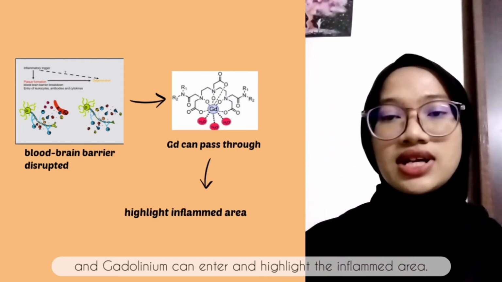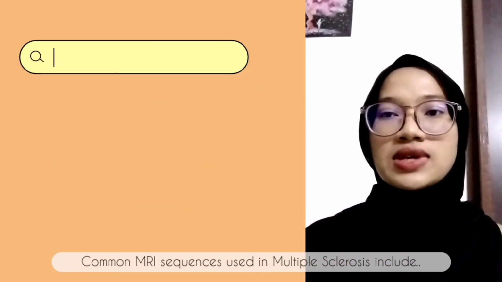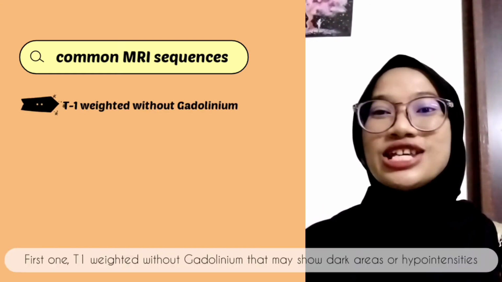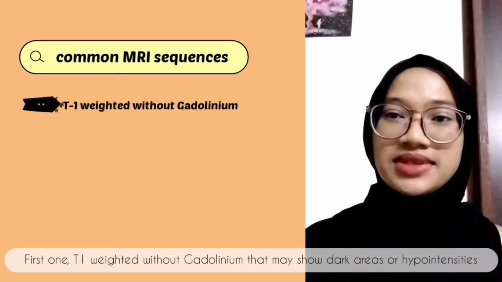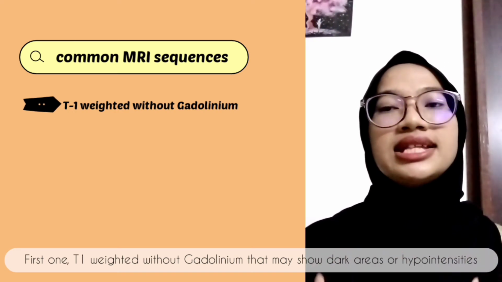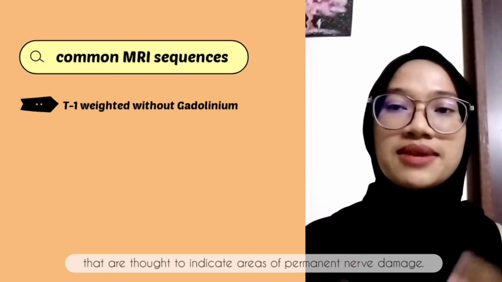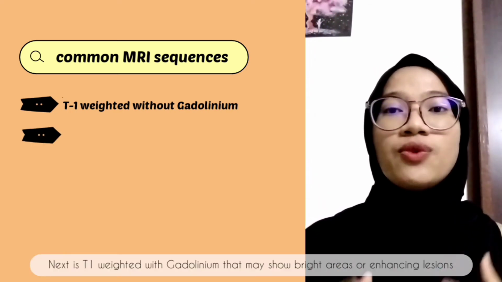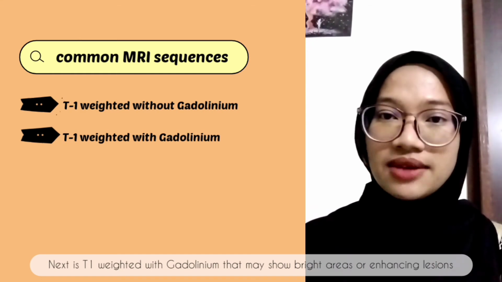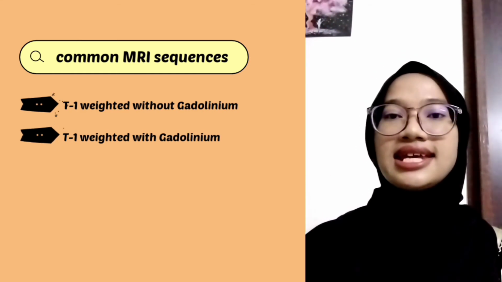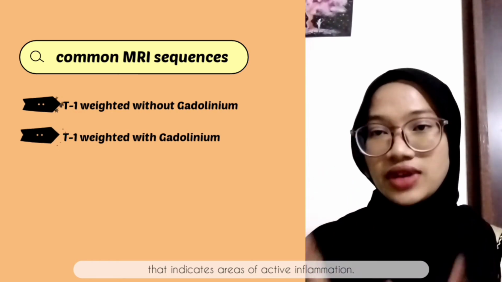the inflamed areas. Common MRI sequences used in multiple sclerosis include: first one, T1 weighted without gadolinium, that may show dark areas or hypointensities that are thought to indicate areas of permanent nerve damage. Next is T1 weighted with gadolinium, that may show bright areas or enhancing lesions that indicate areas of active inflammation.